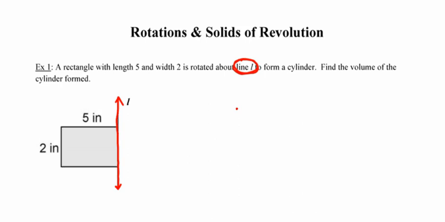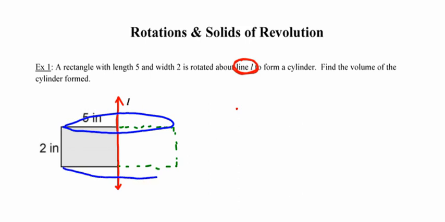So in other words, envision our rectangle as coming out off the page at us, then lying flat across line L on the other side of the page, and then continuing to turn so that it's going into the paper, and then finally coming back to lie at rest where it began. So it forms this cylinder with these circular bases on the top and the bottom. And notice that the radius of our cylinder is 5, and the height of our cylinder is 2.